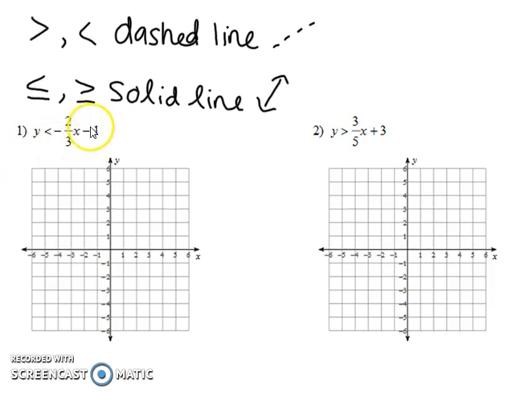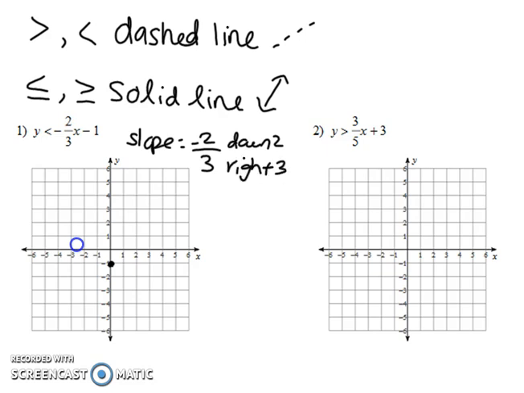So on number 1, I need to first graph this line. So I'm going to start at this y-intercept of -1 and make a point. Then I'm going to do my slope, and my slope is -2/3. So that means down 2 and right 3. So from this line, I'm going to go down 2, right 3, make a point. Down 2, right 3, and make a point. Now to get some more points up here, I'm going to do the opposite and go up 2, left 3.